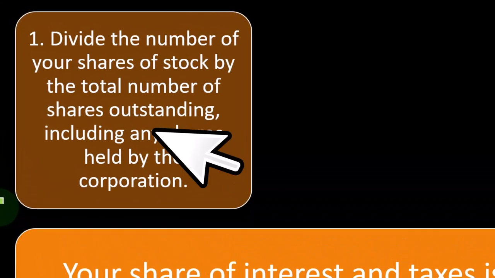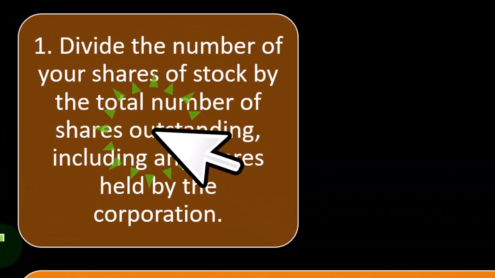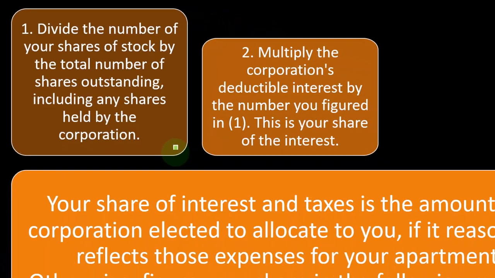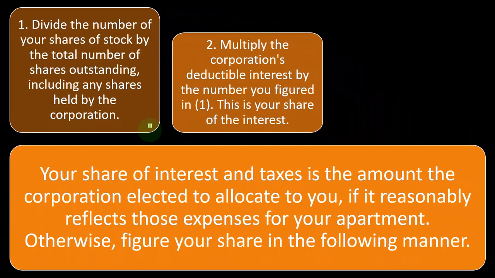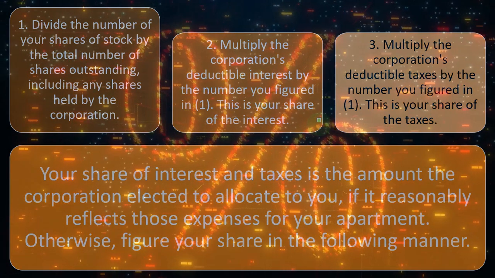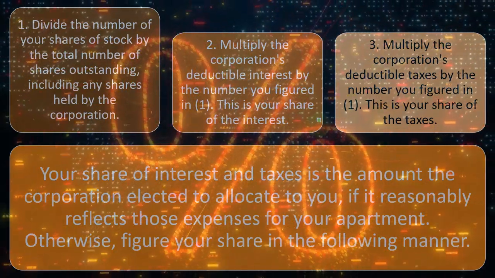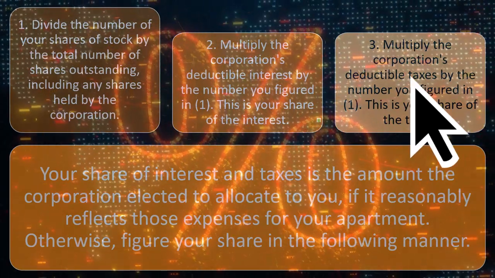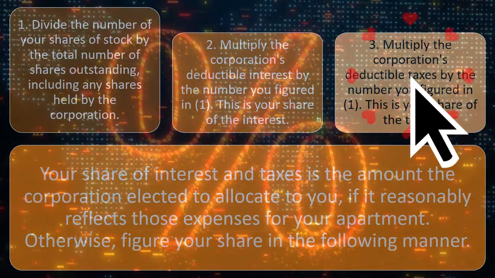One, divide the number of your shares of stock by the total number of shares outstanding. That gives us your percent interest, in essence, including any shares held by the corporation. Two, multiply the corporation's deductible interest by the number you figured in one. This is your share of the interest. So, fairly straightforward calculation, not too bad. Three, multiply the corporation's deductible taxes by the number you figured in one. This is your share of taxes.